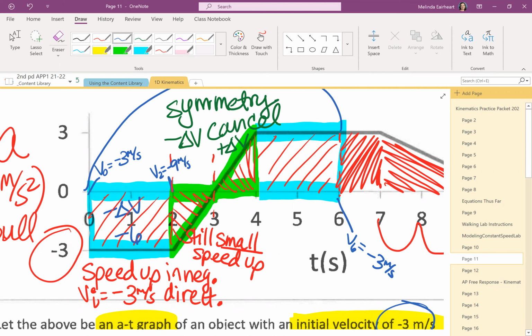Then we come to that little triangle. We said we're going to speed up a little bit, right? And so it's a base times height divided by 2, 1 times -3, half that. What's the area of 2 to 3 seconds?